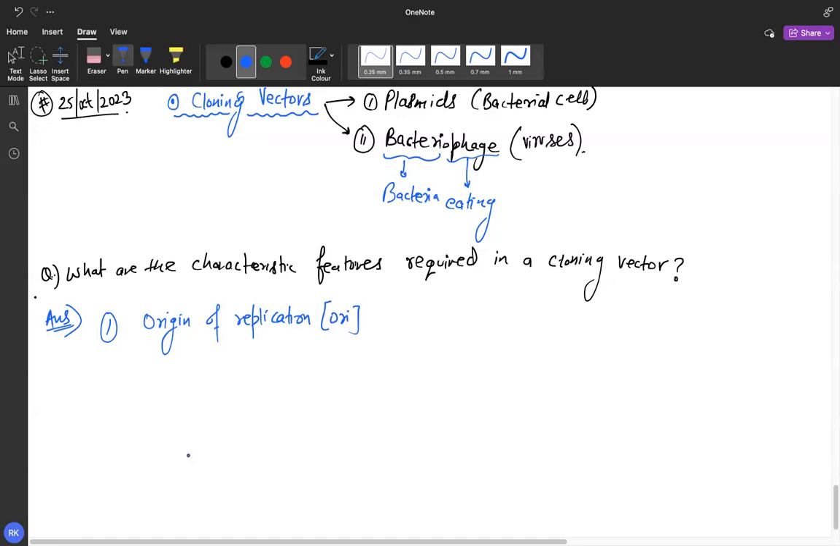Ideally, the target DNA or the foreign DNA or DNA of interest, whatever you want to write, ideally the target DNA should be cloned in a vector whose origin of replication supports high copy number.